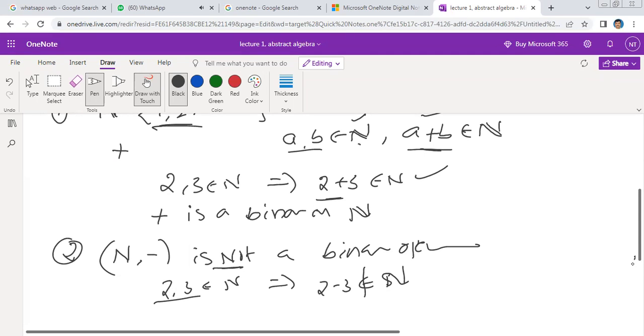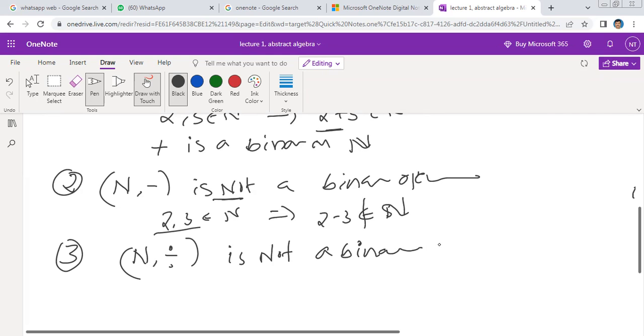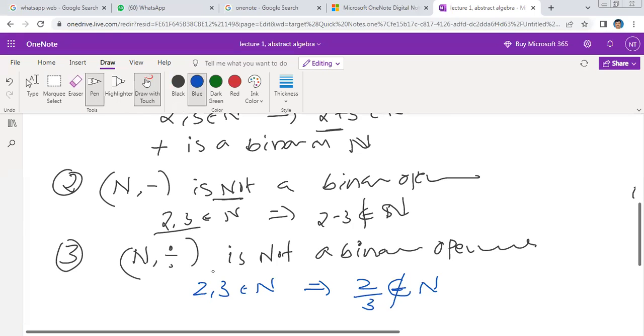What about division? Is N, divided by a binary operation? It is not a binary operation. Binary, in the sense of the closure property. Why? Suppose I take the elements 2, 3 belonging to N. Then 2 divided by 3 is a fractional number, which does not belong to N. So it is not a binary operation. I mean, division is not a binary operation on natural numbers.